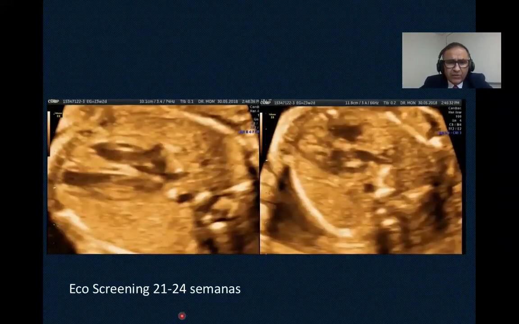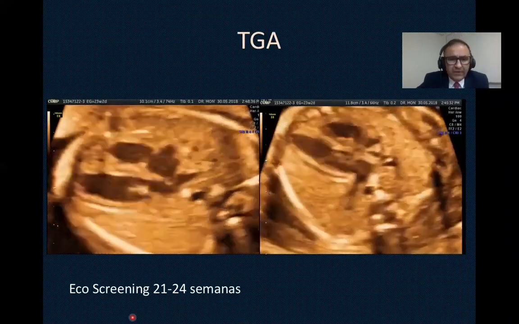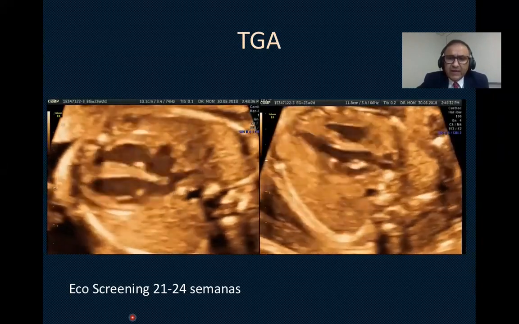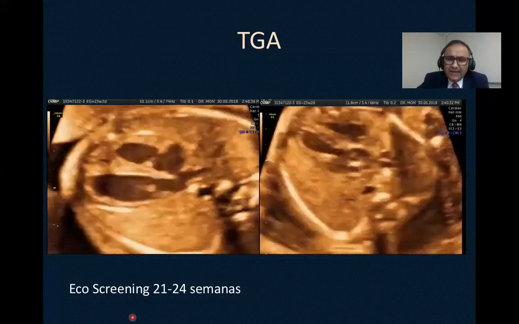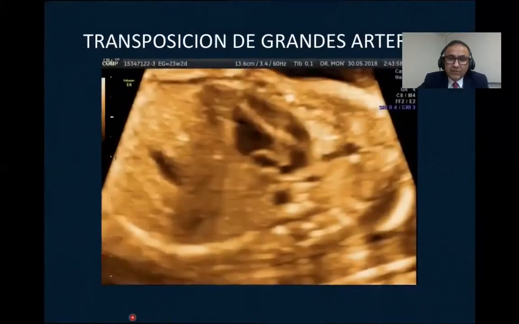When it came in for the ultrasound at 21 to 24 weeks, what we are going to observe is the following. We see a normal 4-chamber view. The 4-chamber view looks normal, but in the 5-chamber view, we see that it is abnormal. We are going to see that the artery emerging from the left ventricle is the pulmonary artery. Therefore, it was a transposition of the great arteries.